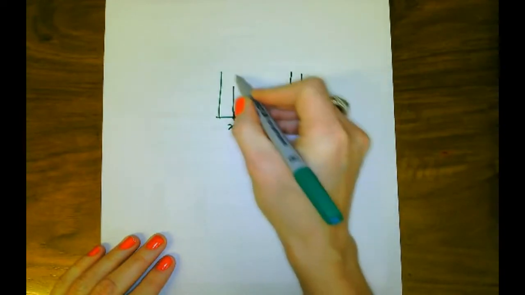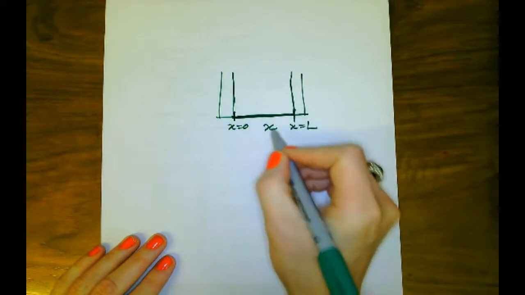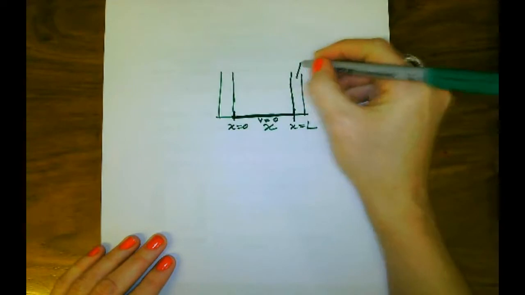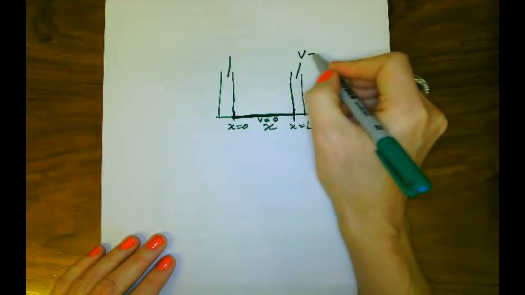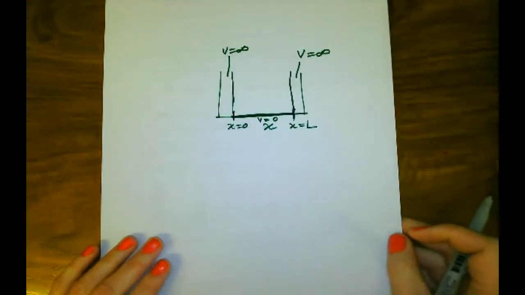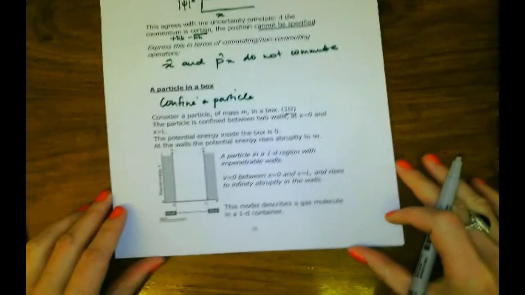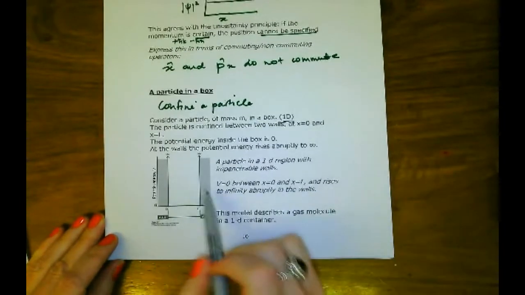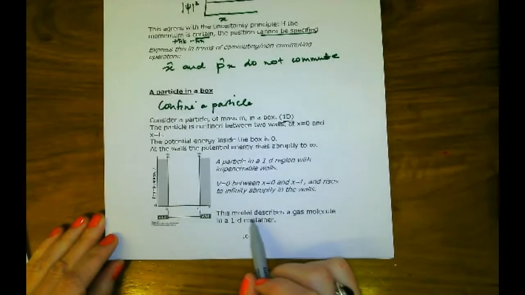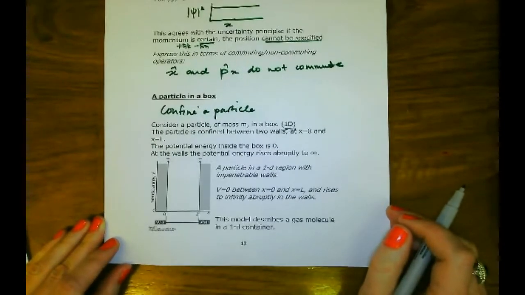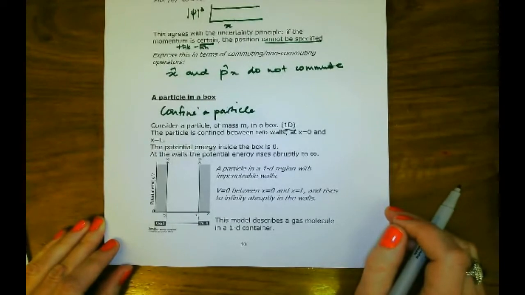Inside this box, which is this region where the particle can move, the potential energy is equal to 0. And outside the two walls, the potential energy is infinity. Okay, so this basically describes the system that we're looking at, which is also illustrated in this picture. Now, this specific model can be used in chemistry, for example, to describe a gas molecule, a single gas molecule in a one-dimensional container.